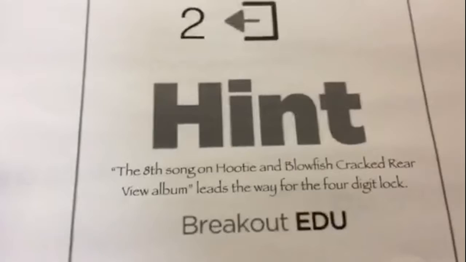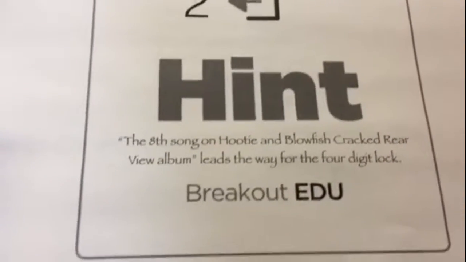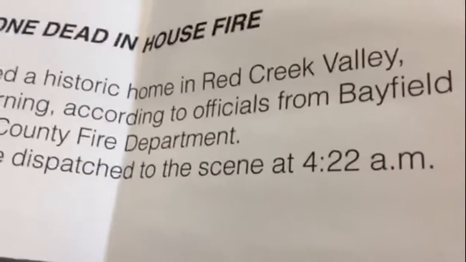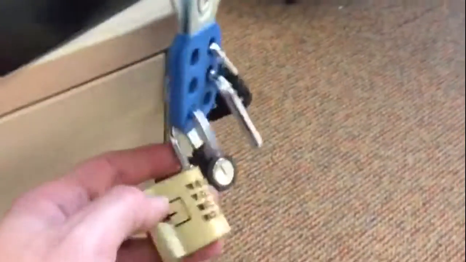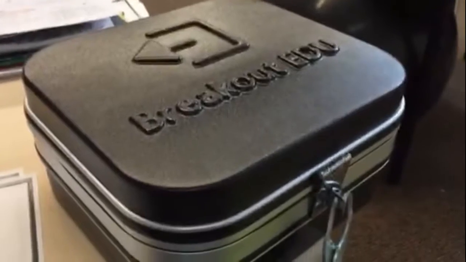So, again, the hint said that the 8th song leads the way for the 4-digit lock. So after some thinking, they should be able to infer that the 4-digit lock's combination is 0422. So this lock will be able to be undone by putting in 0422, and there goes another lock off the large breakout box, and the kids will be able to move on from there.